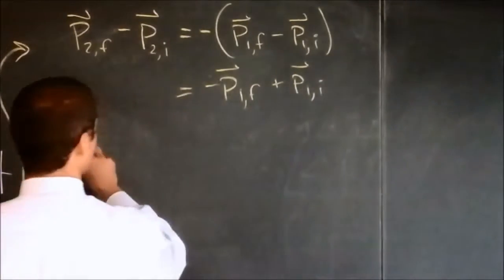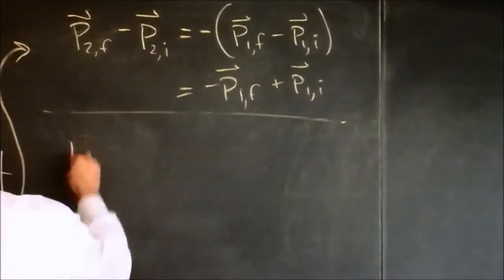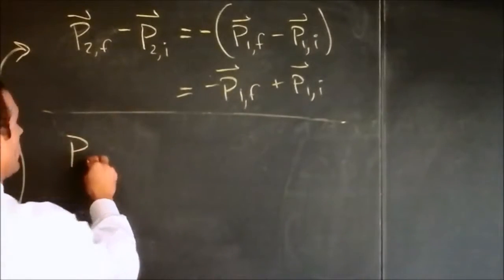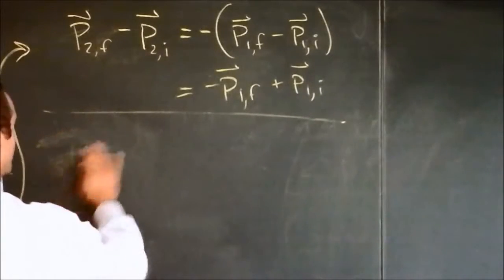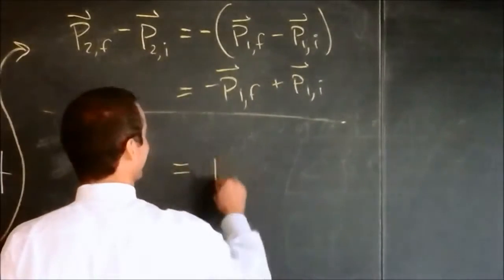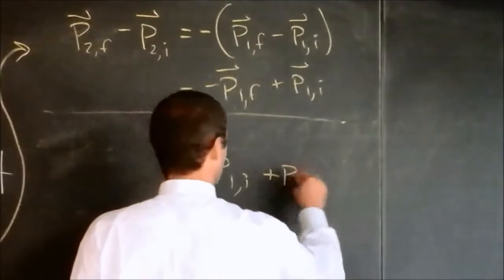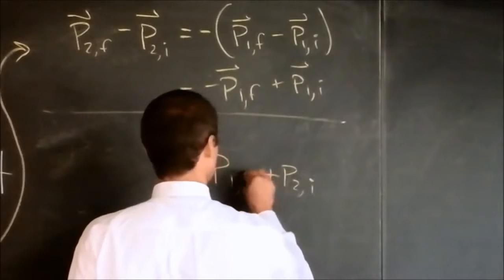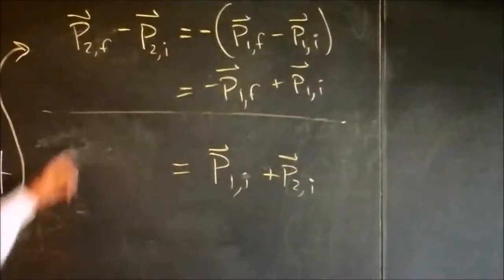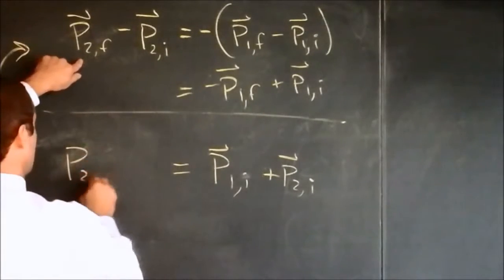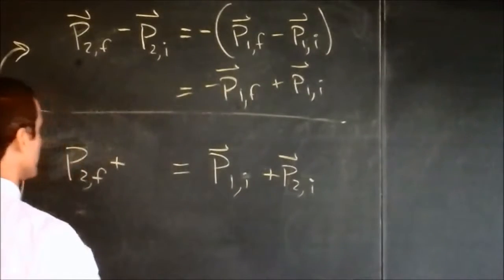I'm going to put everything on the right side. On the right side I have P1 initial plus P2 initial. Sorry that it's a little bit backwards, but I don't want it all to be negative. That would be annoying. And then over here I'm going to have P2 final plus, look at this, I'm going to move this to the other side so it becomes positive.